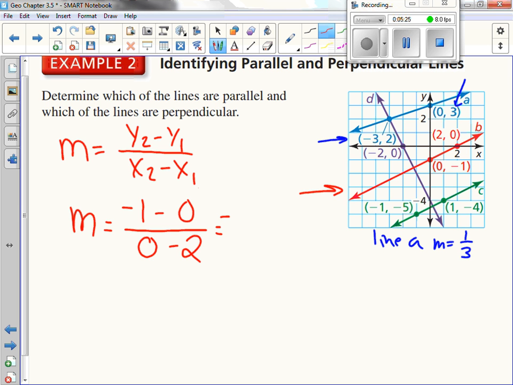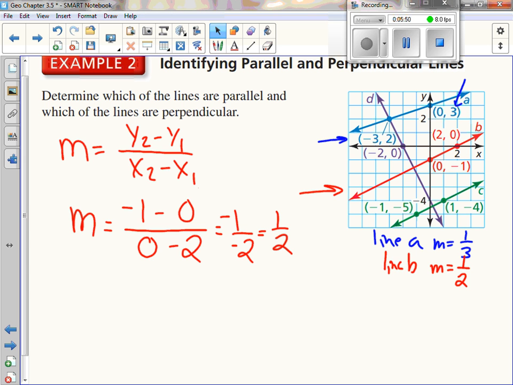-1 minus 0 is going to be -1. 0 minus 2 is -2. Well, a negative and a negative make a positive, so we get 1/2. And this is for line B. So line B has a slope of 1/2. Can we say that A and B are parallel to each other? No, they don't have the same slope. Okay.